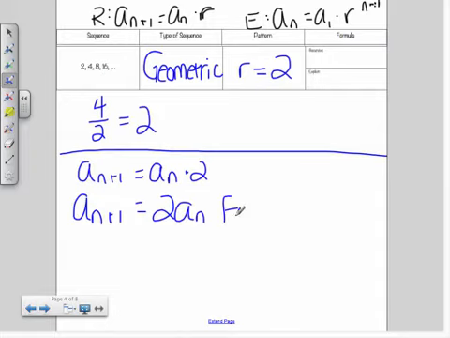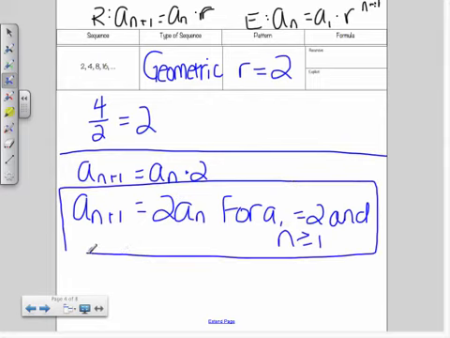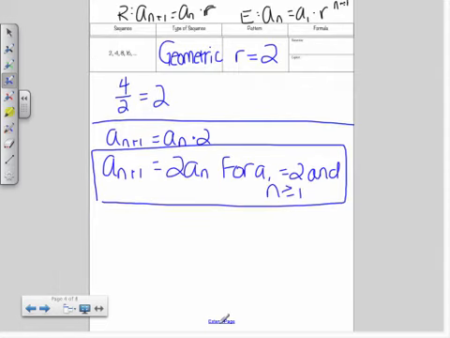Don't forget to define what a sub 1 is. So a sub 1 equals 2, and n is greater than or equal to 1. All right? So that right there is going to be what my recursive formula is. I'm going to fill that in right into my chart.